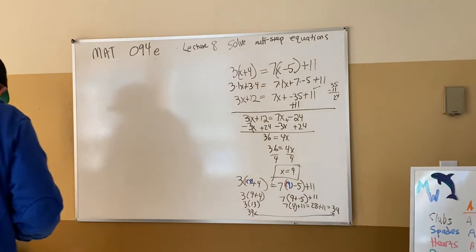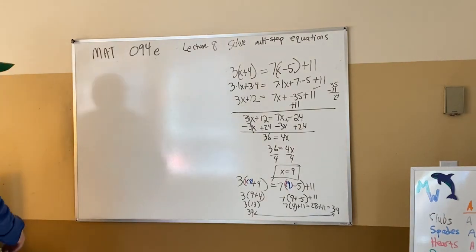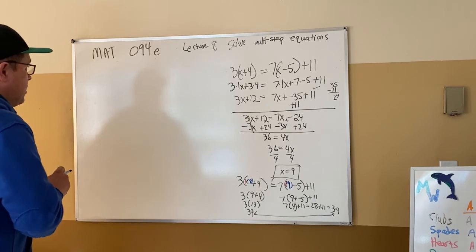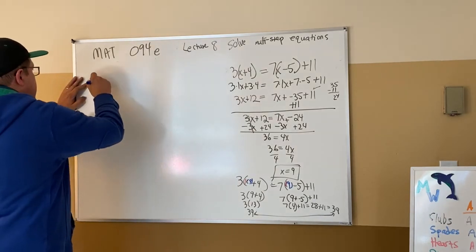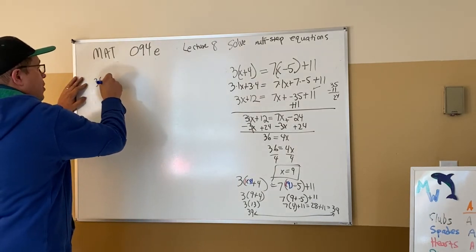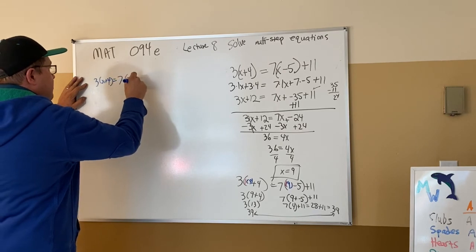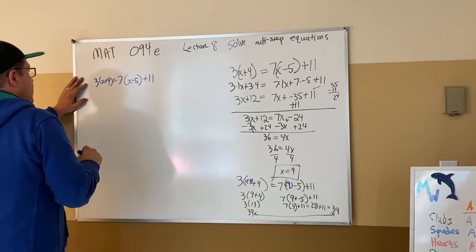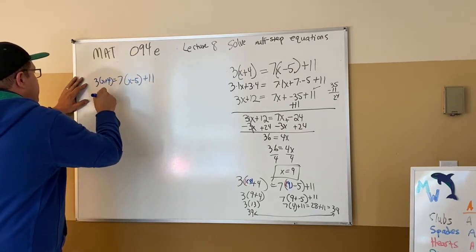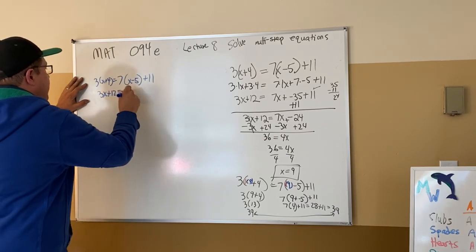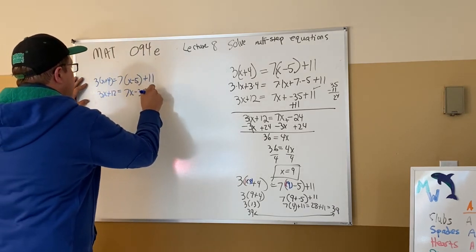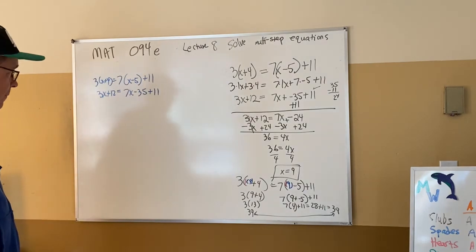Now I want to take you through using only blue, doing what another teacher would have you do. Once you've gotten 3 times x plus 4 equals 7 times x minus 5 plus 11, right? 3x plus 12 equals 7x minus 35 plus 11. Okay, that's what they've got.